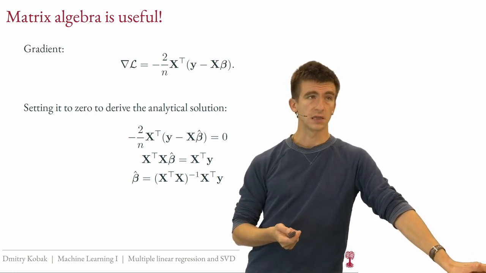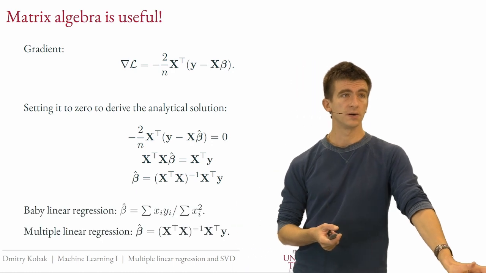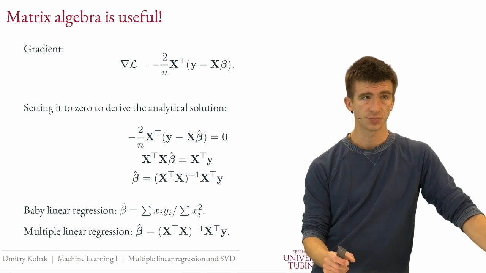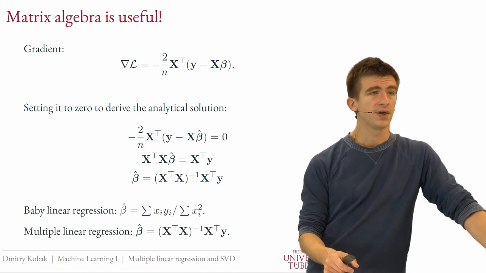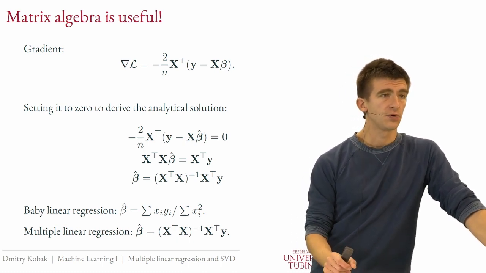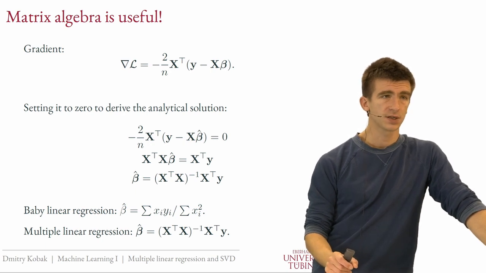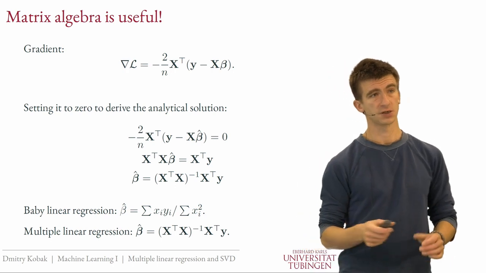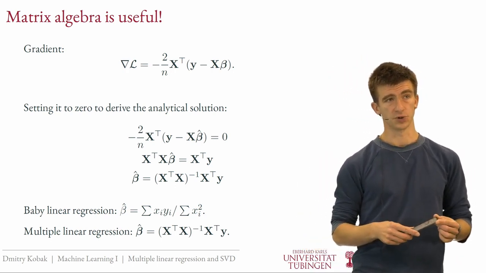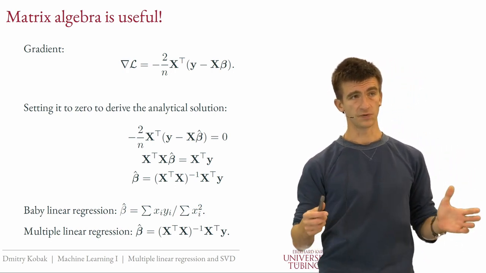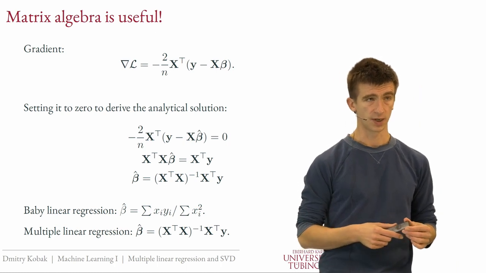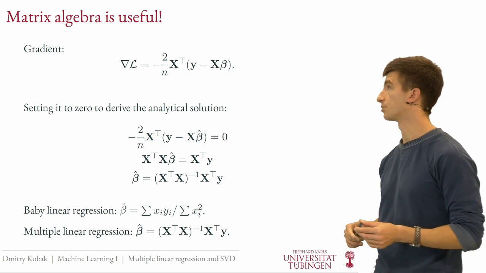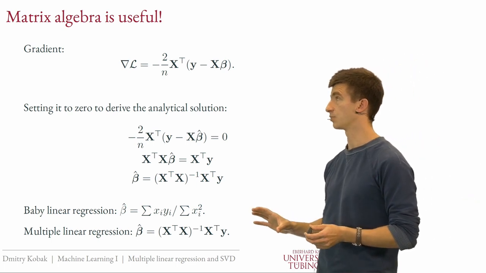And that is the analytical solution for the general case of multiple linear regression. So let's compare that with what we had before. In the one-dimensional case, super simple, what I called baby linear regression in the previous lecture, that was the formula: sum of x times y divided by the sum of x squared. Now we have a complicated case, but take a second to appreciate that that's basically the same formula, right?